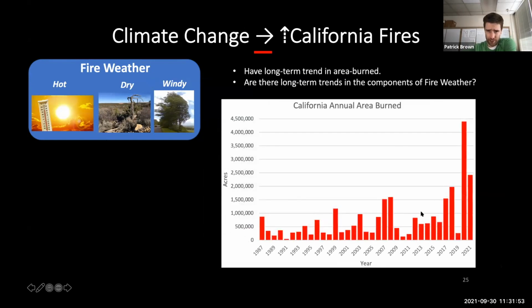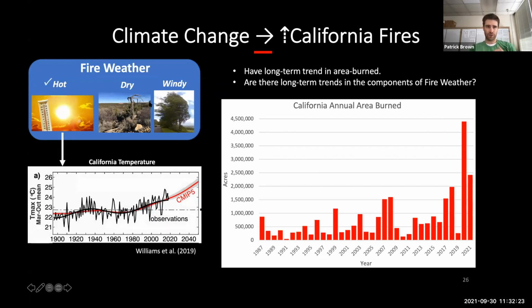So here's, again, the same graph as before, demonstrating that we have a long-term trend in area burned. And if we're going to want to connect climate change, if we think that there's an influence of climate change on this long-term trend in California fires, then you should have a long-term trend in some of these variables as well. So that's the question I'm asking here: are there long-term trends in these components of fire weather? Is it getting hotter, drier, windier? Well, I already showed you the plot of California temperature. California temperature is getting hotter. So I'm putting a check mark here that it's getting hotter.